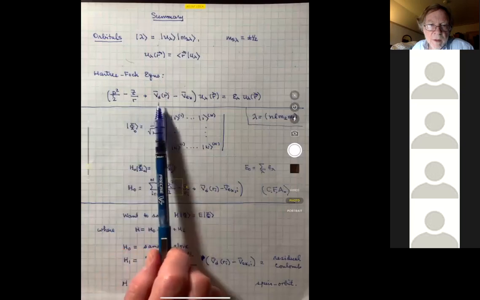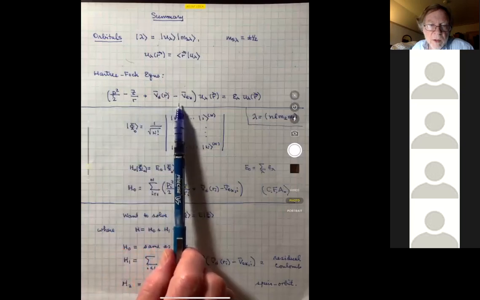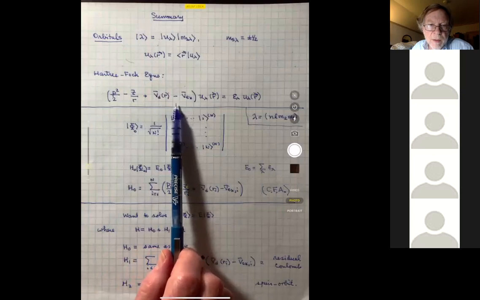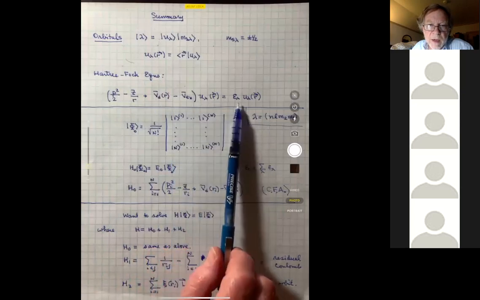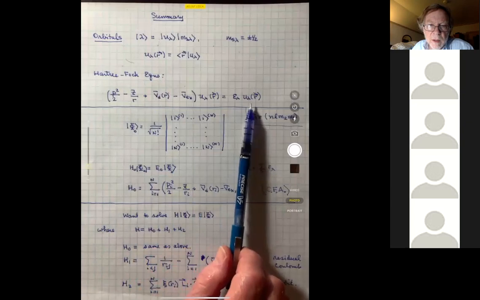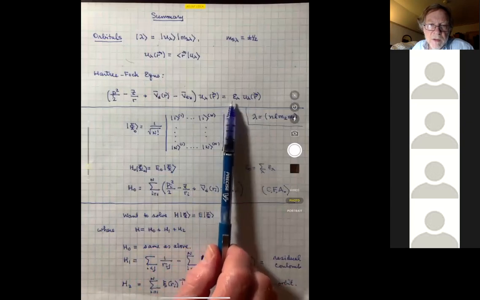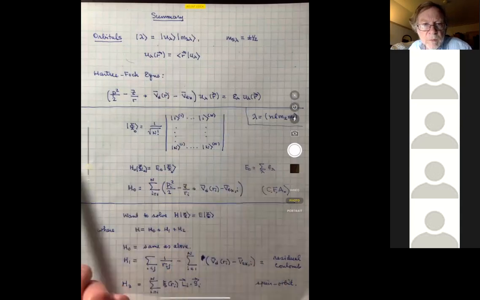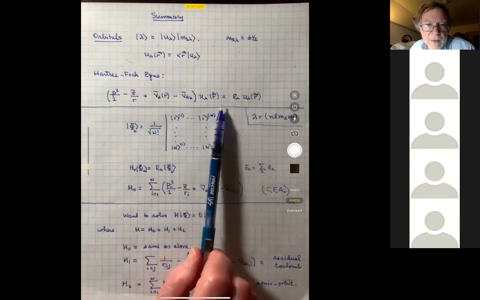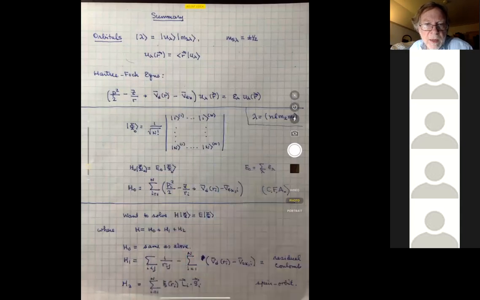It has the form of a single particle Schrodinger-like operator acting on the orbital gives you an energy eigenvalue times that orbital. I call it a pseudo energy eigenvalue because it's not a real energy of the system. It has its origin as a Lagrange multiplier in the variational method.